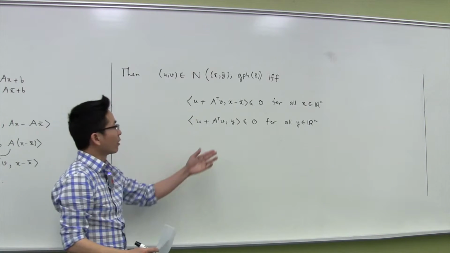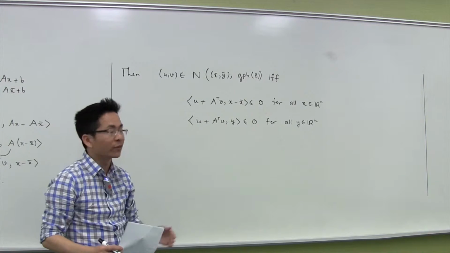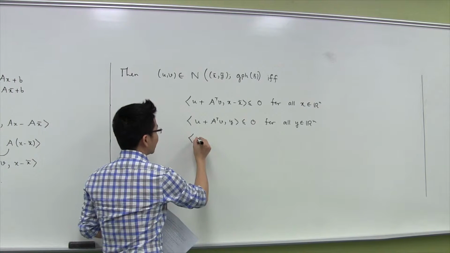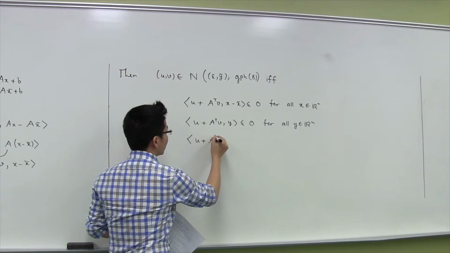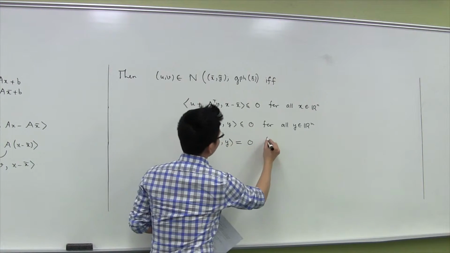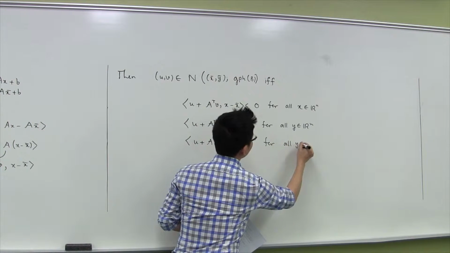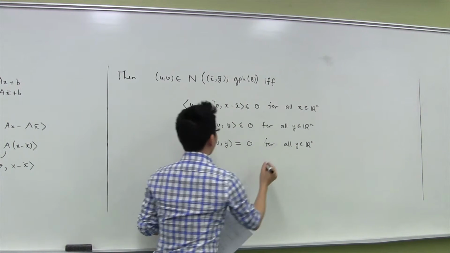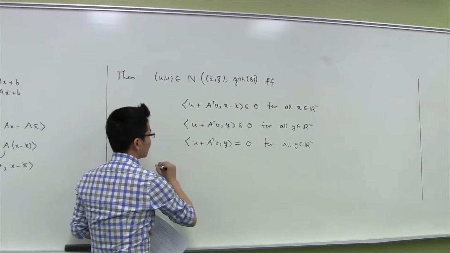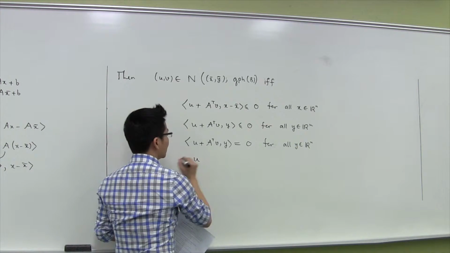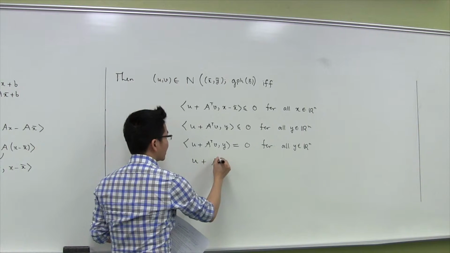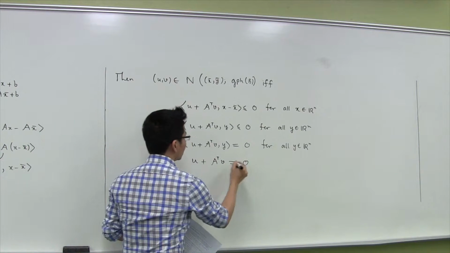Now, if this is true for an element y, this is also true for minus y. So this is equivalent to the inner product of u plus the transpose of A times v and y being equal to 0 for all y in Rn. And this is true again if and only if the sum of u plus the product of A transpose and v is equal to 0.